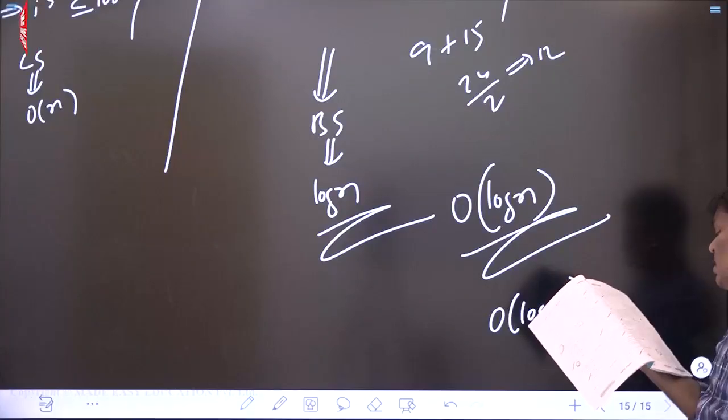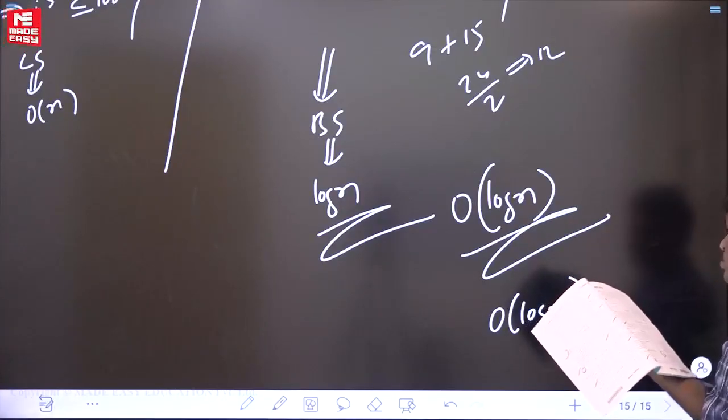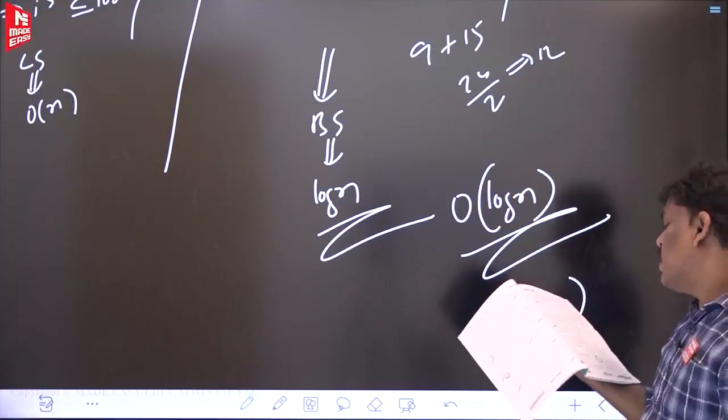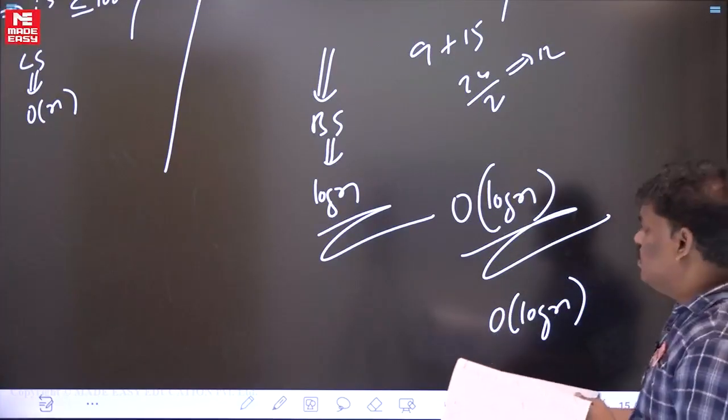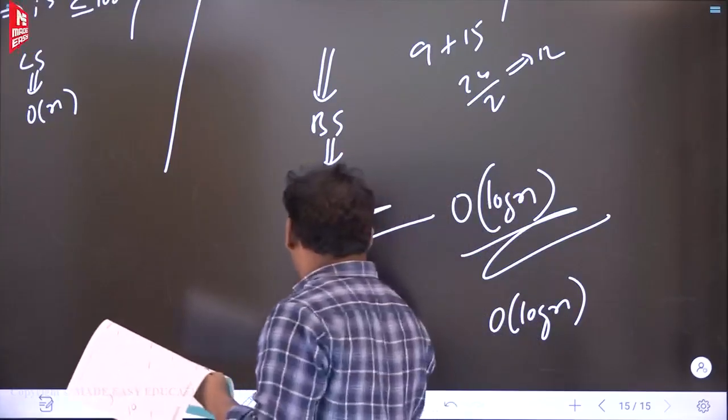Some people are asking, sir, what is that k? For some constant k greater than 0, you can take k value 1. Some constant k greater than 0, you can take k value 1 also. Right? That is the answer. Answer is going to be C.